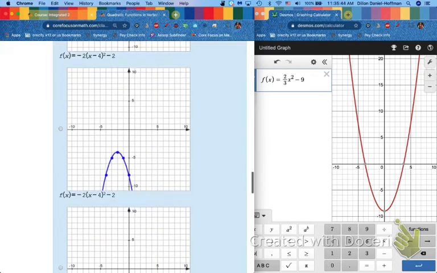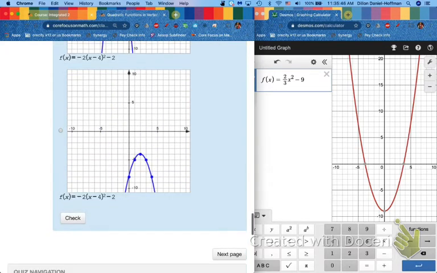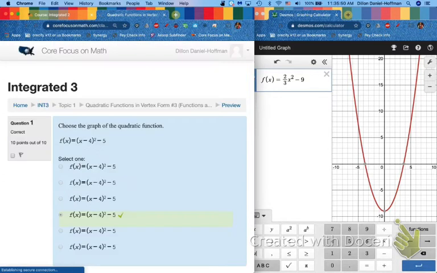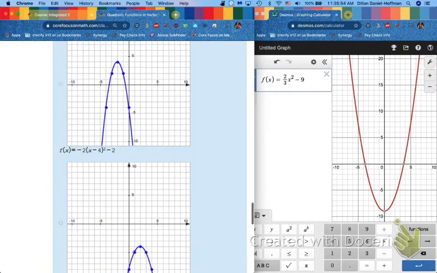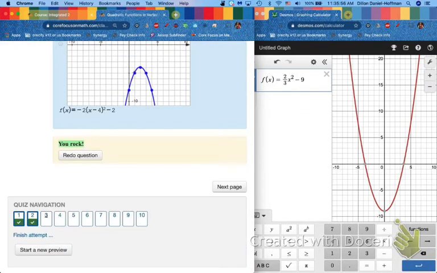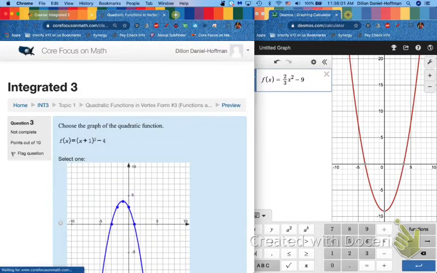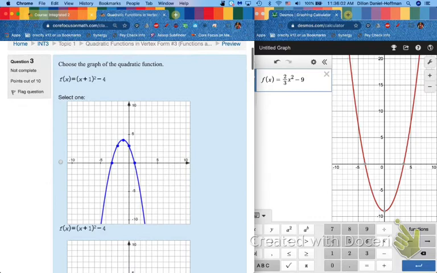Vertex form makes it so easy to find our vertex. What it doesn't make it easy to find, though, are our sides and where they touch our x and y axis. And that's why we have factored form, which we'll do next assignment. But for now, we're just going to do more fun vertex form ones.